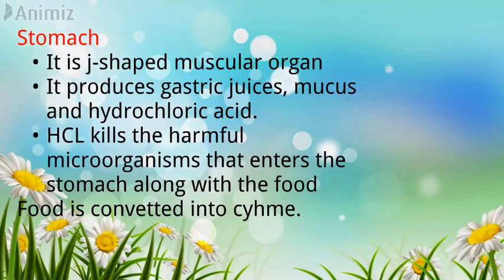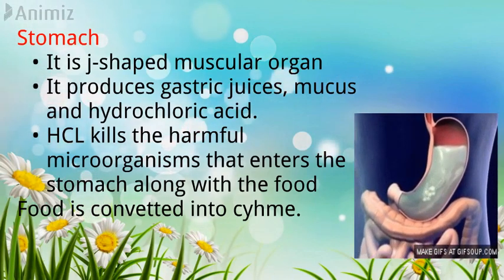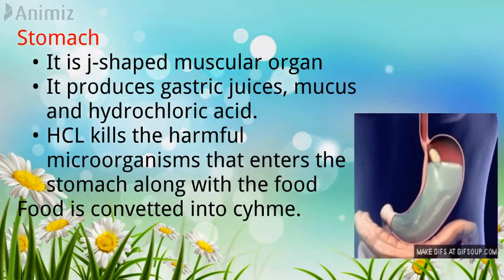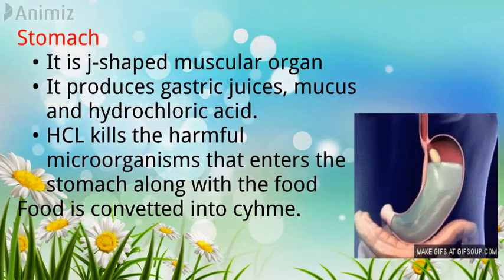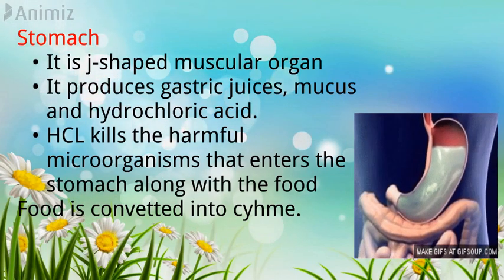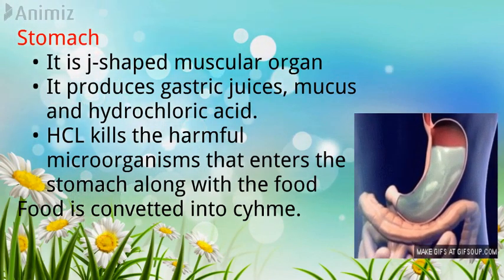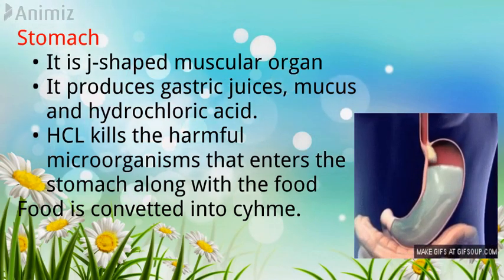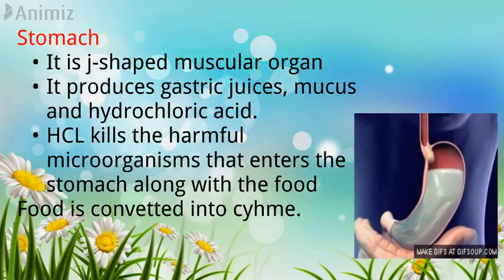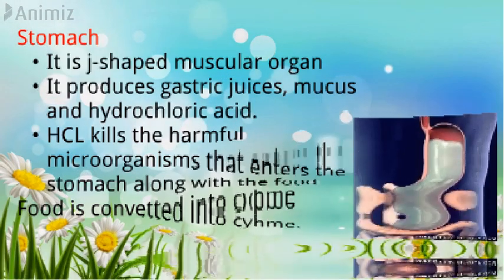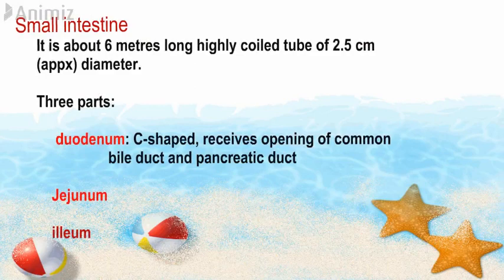Another important structure is the stomach. It is a J-shaped muscular organ that helps in converting the food into the semi-solid form that is known as chyme. It also produces the gastric juices, mucus and hydrochloric acid. This hydrochloric acid makes the food acidic. At the same time, it also kills the harmful bacteria or other microorganisms which enter into the stomach along with the food. Once the food is converted into chyme, it is sent into the small intestine.